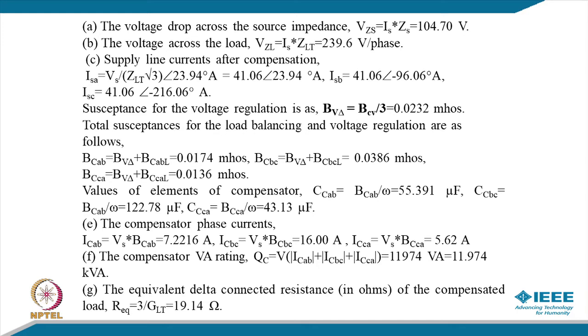The compensator VA rating is the absolute sum of all these three currents multiplied by the voltage. So it comes to 11.974 kVA. The equivalent delta connected resistive load of the compensator, that is Req, is 3 upon GLT, which comes to 19.14 ohm.